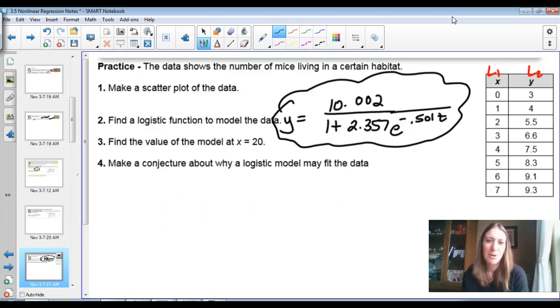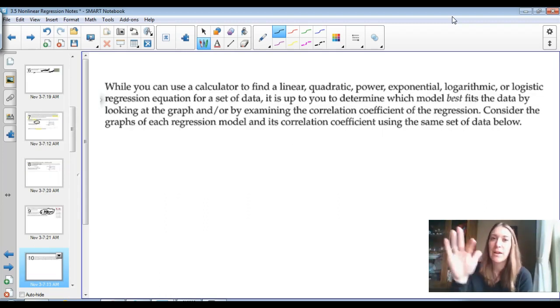So make a conjecture about why the logistic model may fit the data. As far as the shape of the graph goes, it does increase rapidly, and then it flattens out to a horizontal asymptote at a certain point, so it reaches that carrying capacity. And nature has a capacity that it can't really exceed unless you give it more space or more materials to work with. So there's only so many mice that can live in an area, and at some point there's going to be other effects to the environment. So that's why it flattens out.